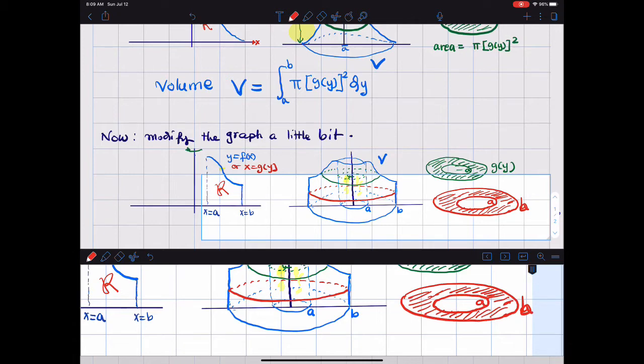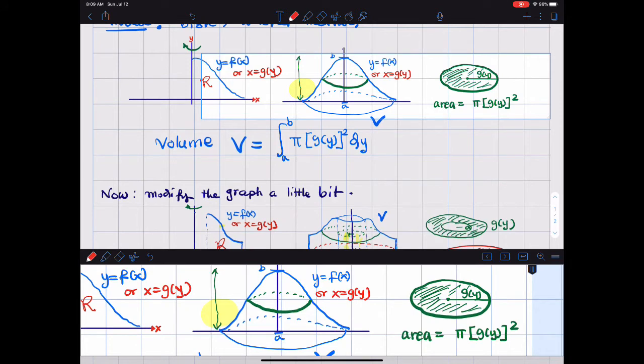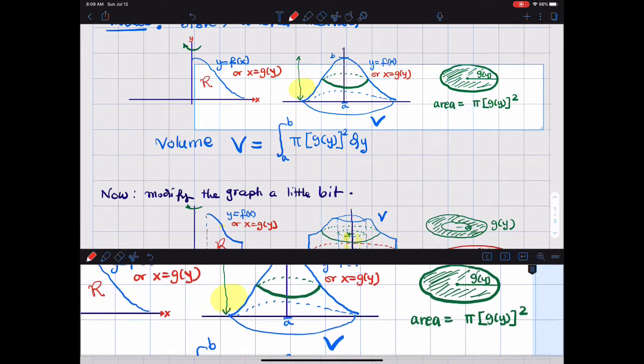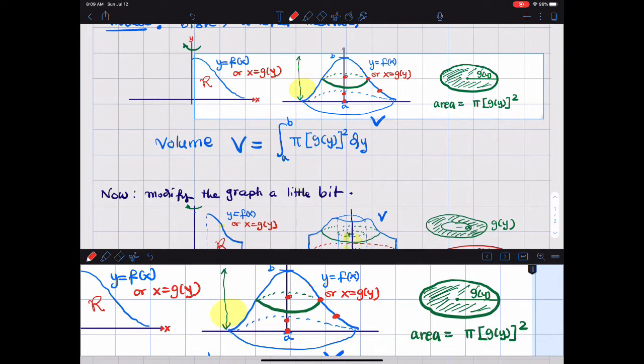Now, let's compare it to the previous problem. In the previous problem, the radius is always g of y. It starts from 0, where x is 0, to the function itself. It doesn't matter where you are. If you take the slice from here, it ends at the function. If you take the slice around here, it starts from 0, where x is 0, to the function. So your radius is always g of y.